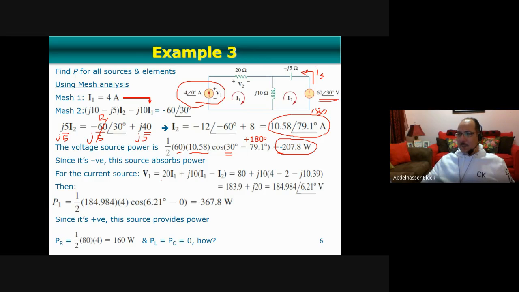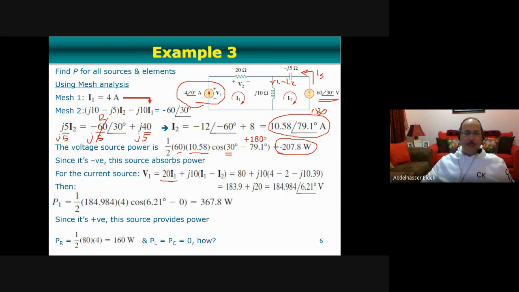So V1 equals 20 I1, the current times the resistance. 20 is the resistance times I1, and then plus j10 times the current here. The current here is I1 minus I2. So you multiply current times impedance: j10 times (I1 minus I2).